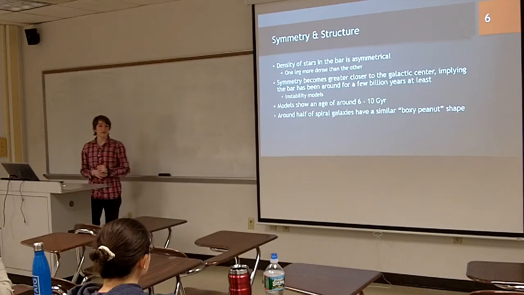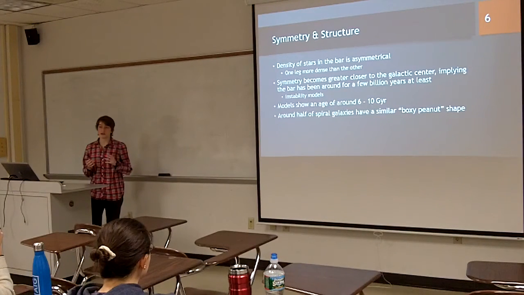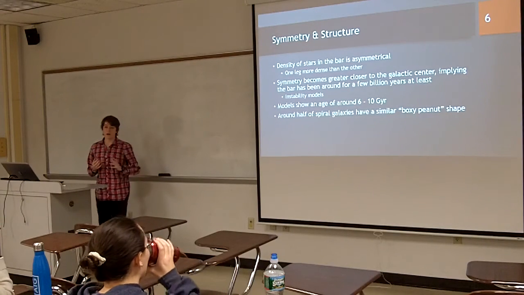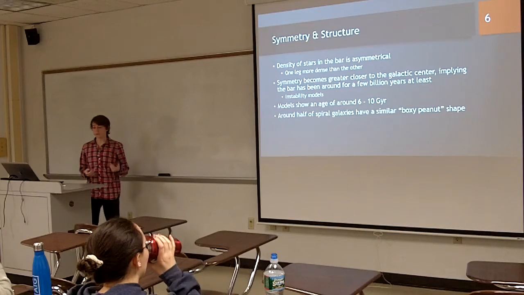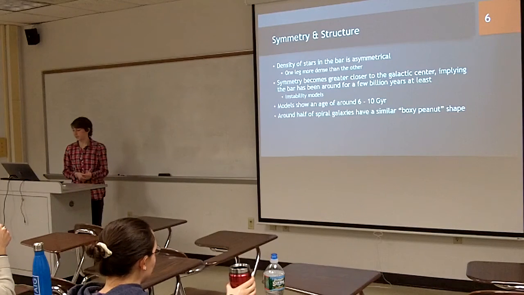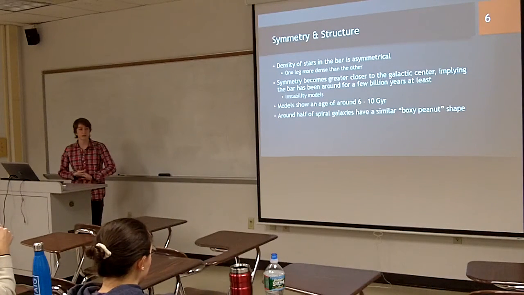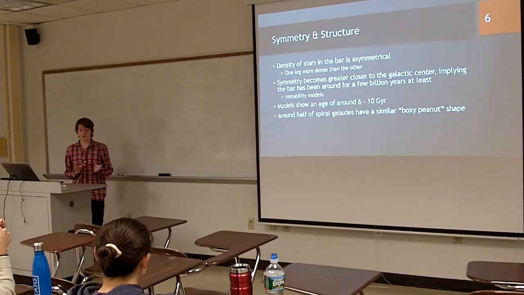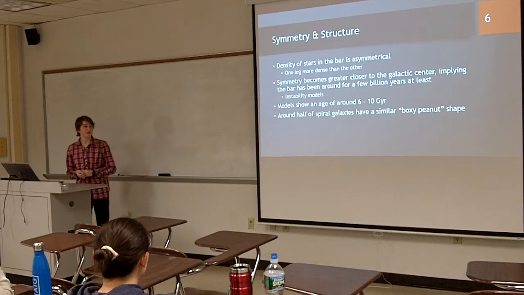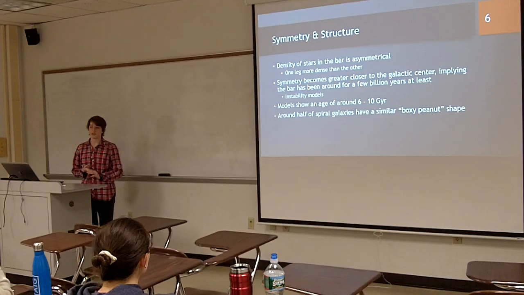Based on several instability models, the X-shape is pretty easy to form if you start from a bar. Based on different models, you can get an age of around 5 or a few billion years. Most models show about 6 to 10 gigayears, so 10 billion years, which is about what I'm thinking, because most stars are red giants, and if you assume that they started around solar mass size or a little higher, that accurately follows their evolution. It's also a pretty common shape. Around half of spiral galaxies have a similar boxy peanut shape, as it's called.